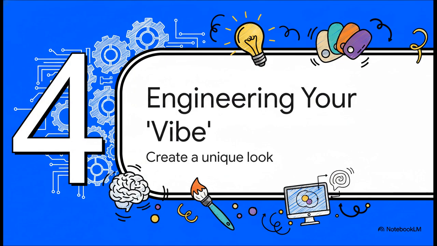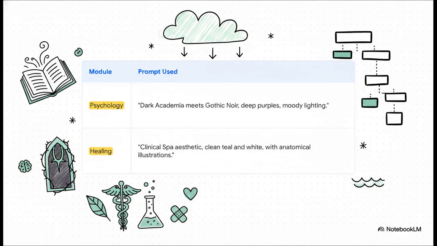Okay, once the content structure is locked in, we get to the really fun part, making it look amazing. And this isn't about picking some boring default template. No, we're talking about actively engineering the visual vibe of your course with some creative prompts. I mean, just look at these examples. For the psychology module, the prompt was dark academia meets gothic noir, deep purples, moody lighting. And for the healing module, clinical spa aesthetic, clean teal and white. You can literally tell the AI what brand and what feeling you're going for and get something way beyond lame stock photos.